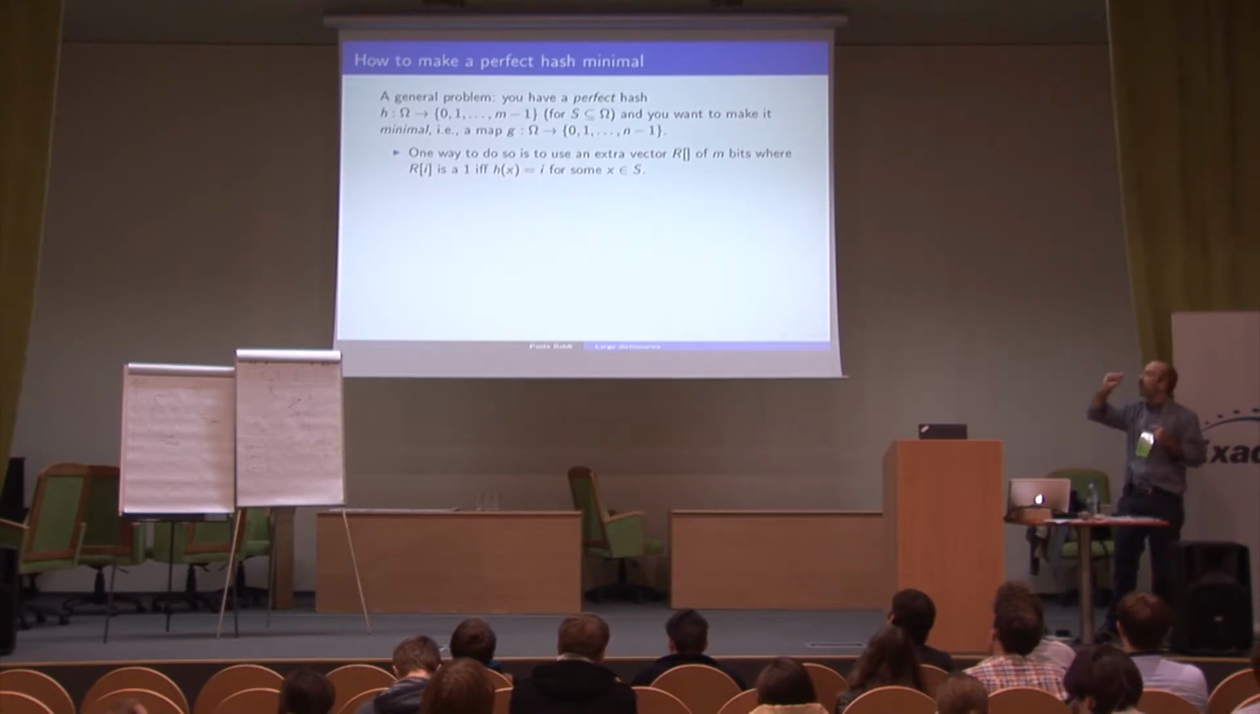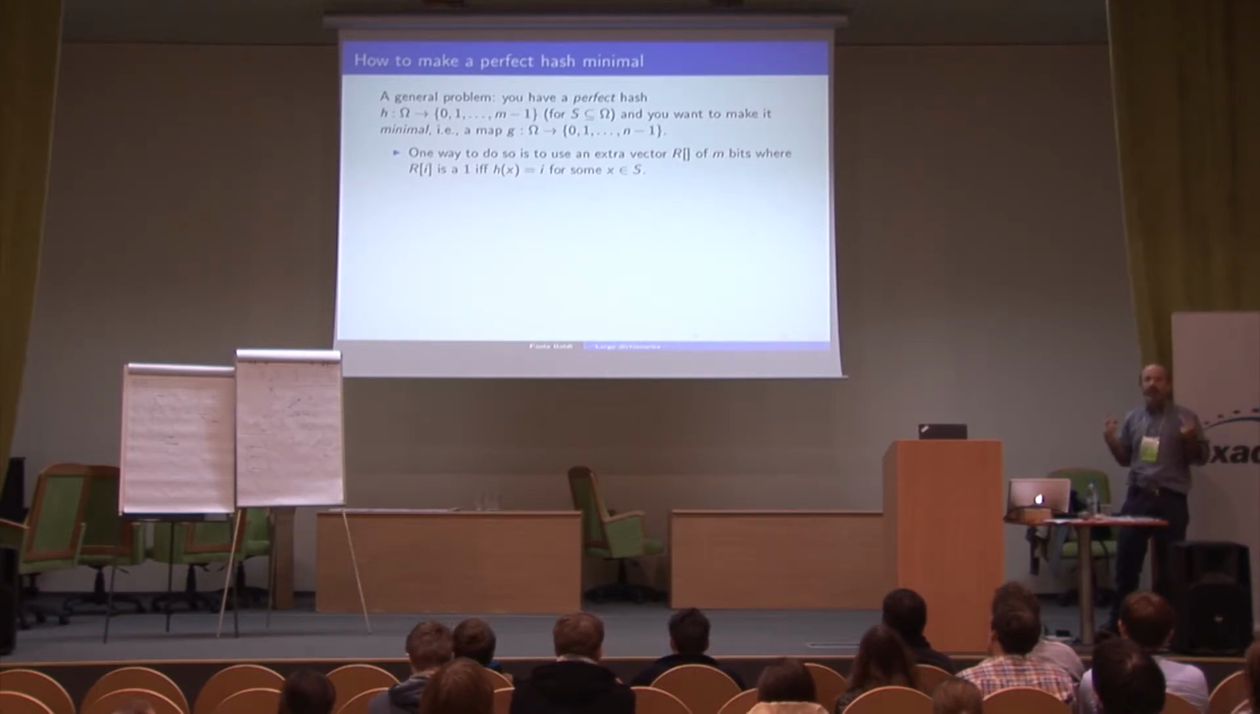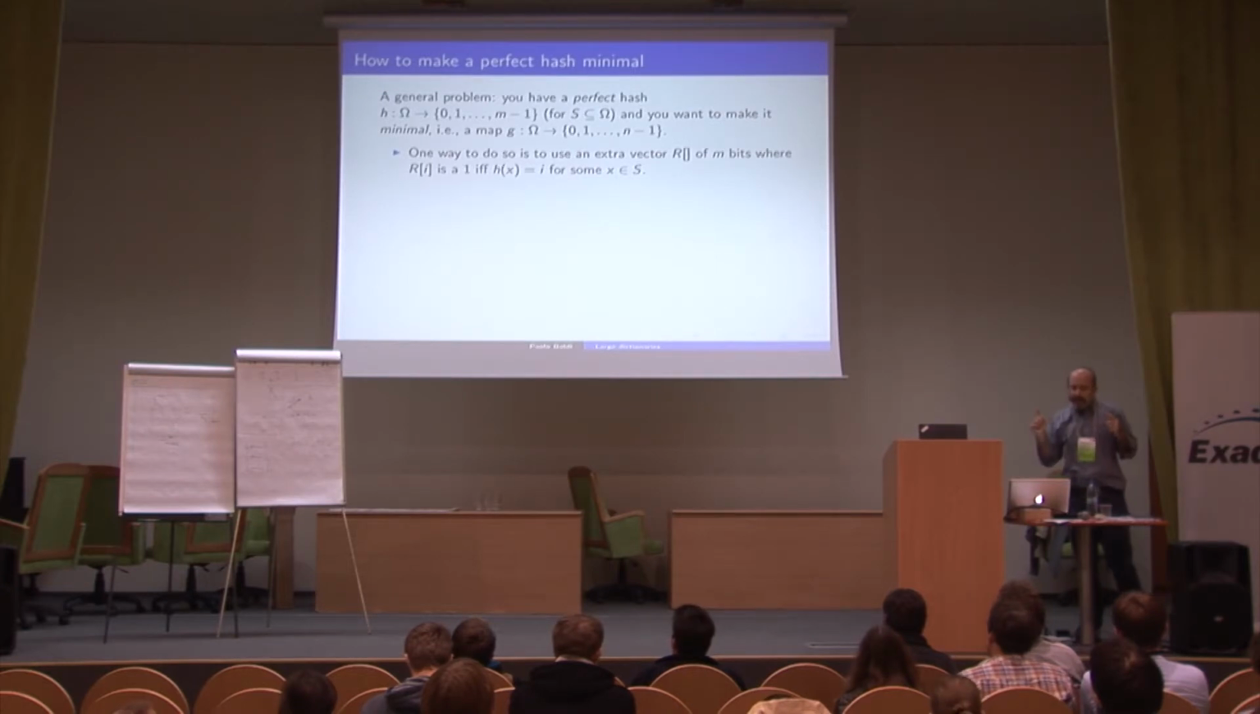Notice that H is injective. So if there is a string that maps to number 3, there is only one string. Either there is one string or there is none. But there cannot be two strings of S mapping to the same index because H is perfect. H is not minimal, but it's perfect. So at the end, the vector R, how many elements of the vector R will be ones?